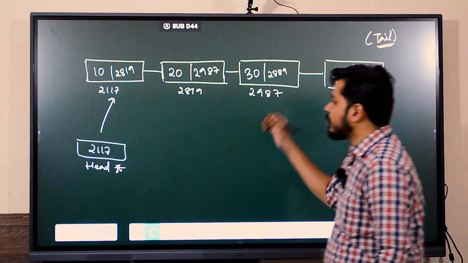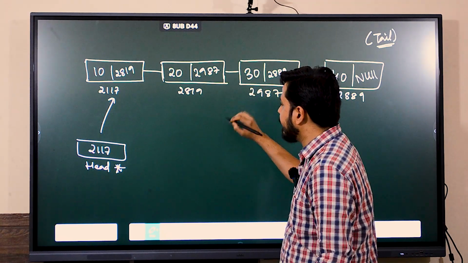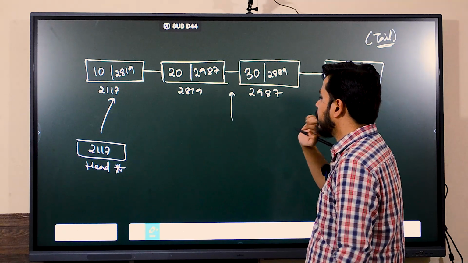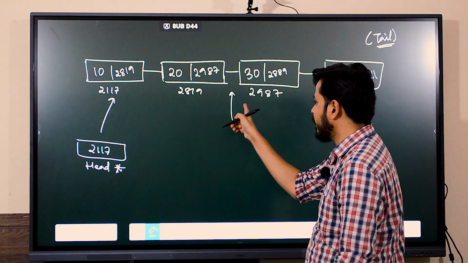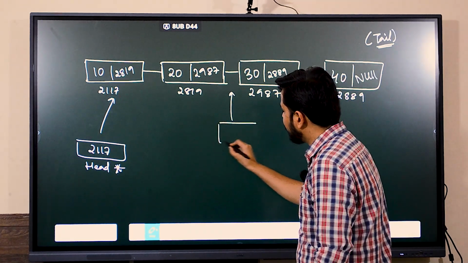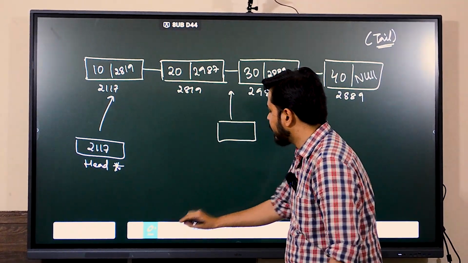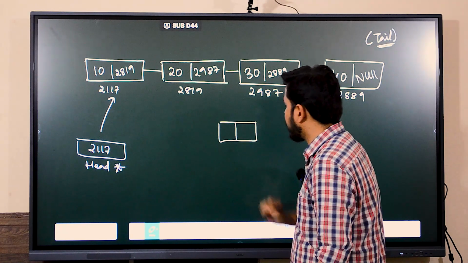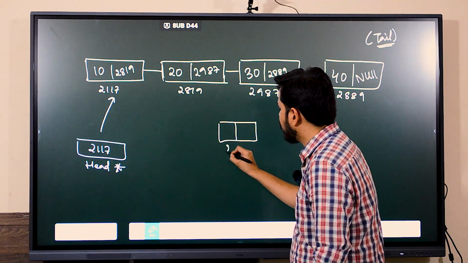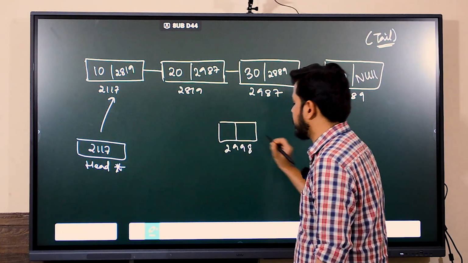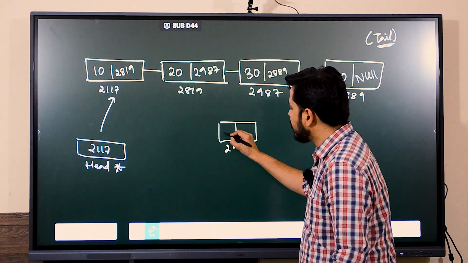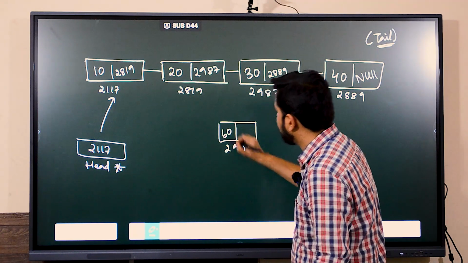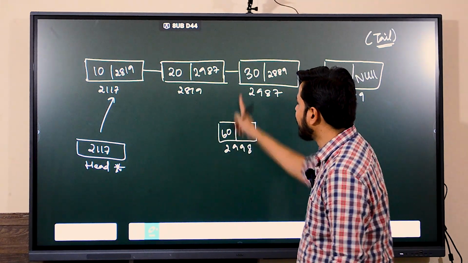So if I want to add an element in between, let's say between this node and this node, I can travel to that node and create a new node there. Let's say this is our new node, and the new node's address is 2998. Let's say I have stored the data as 60. I want to insert this 60 here.